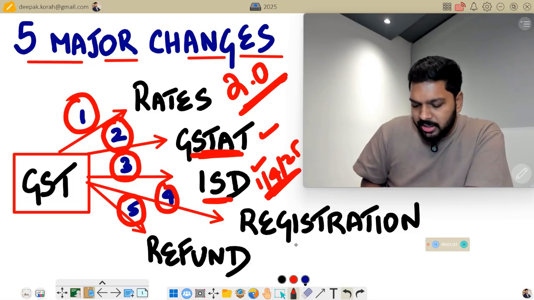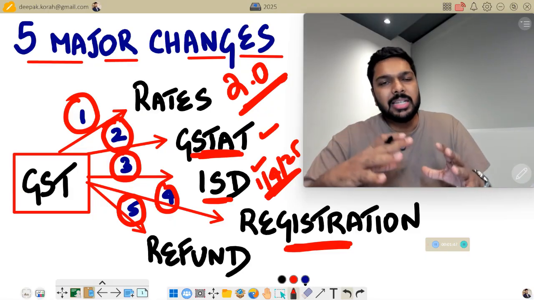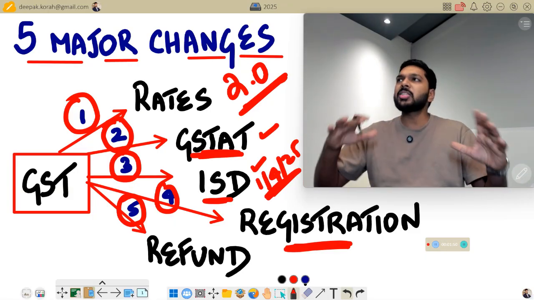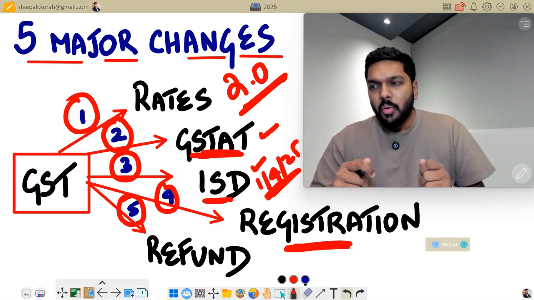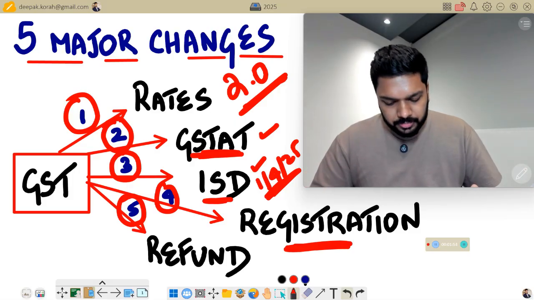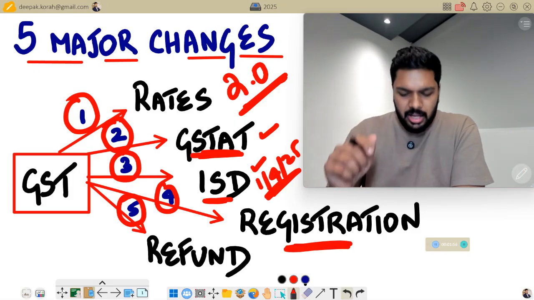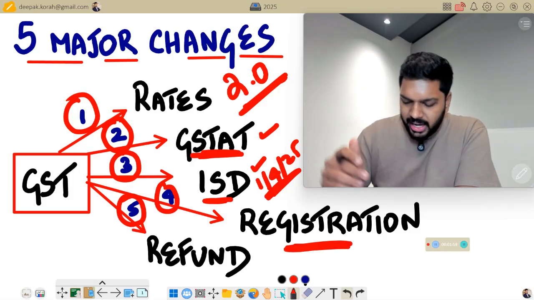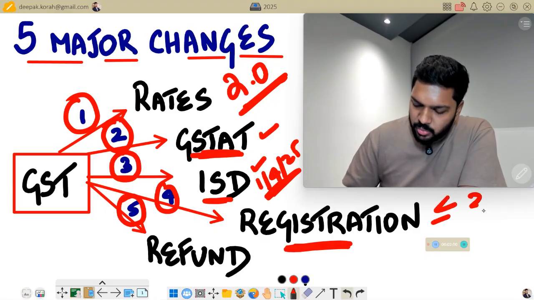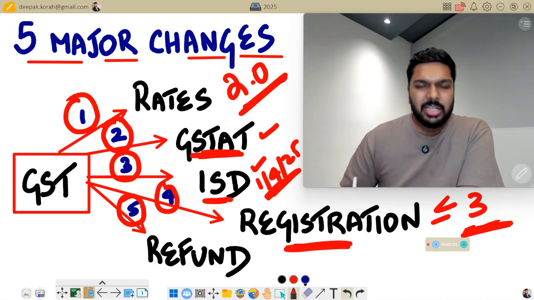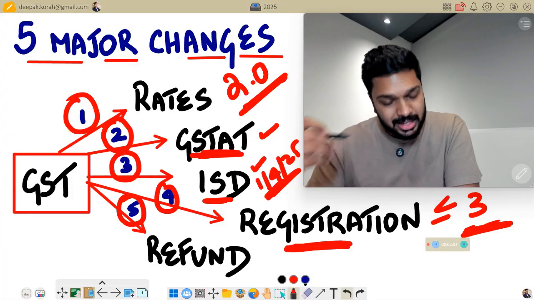One is the simplified registration scheme, wherein based on the GST amount that you pay on a monthly basis and based on your risk profile, when you apply for a registration, if everything is okay, then you'll get your registration within 3 working days, without a proper officer, without a GST officer looking at your application itself.